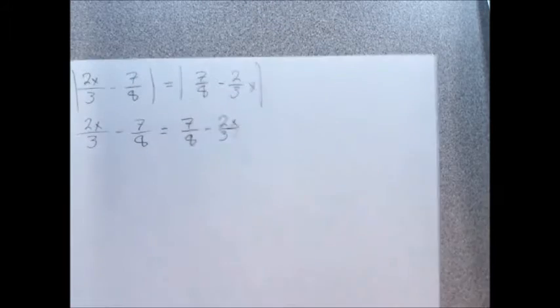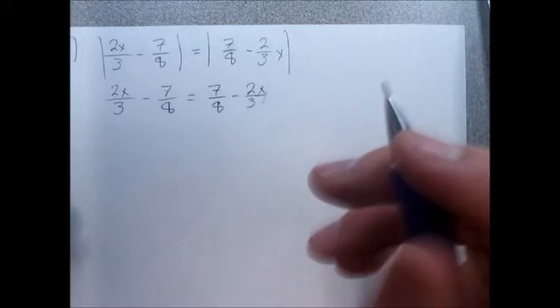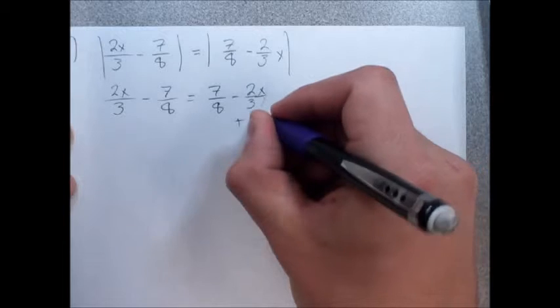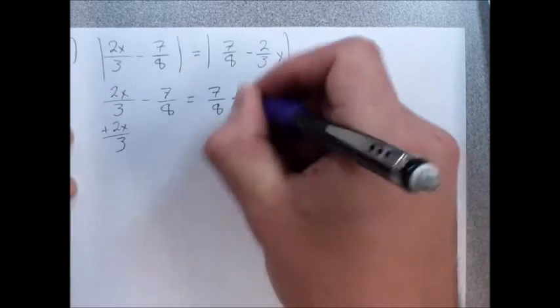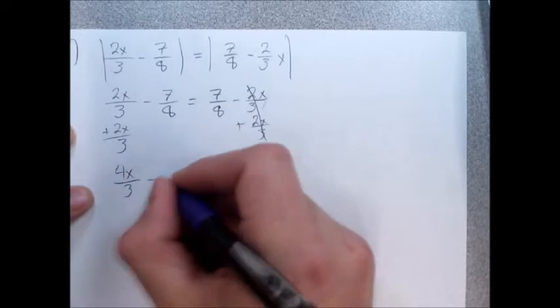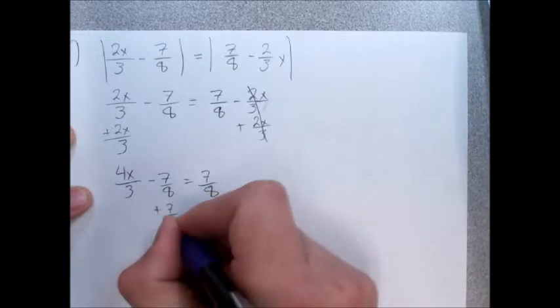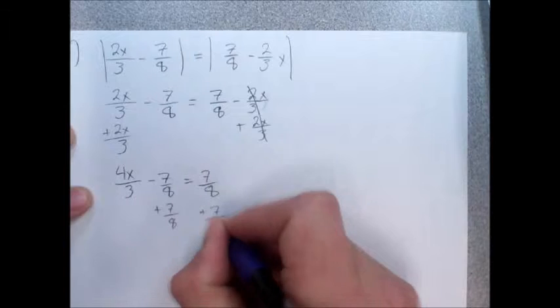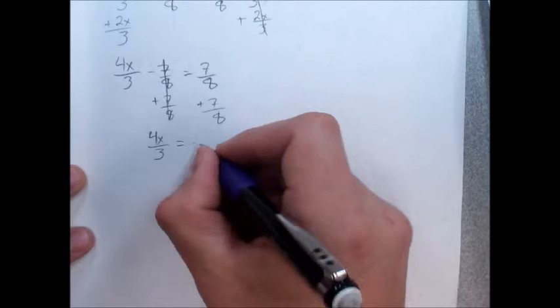Okay, so I rewrote it without the absolute values. I'm going to start to solve. You should notice something immediately as I start to do this. I'm going to add 2x over 3 to both sides, which is nice because it already has a common denominator. So I end up with 4x over 3 on the left-hand side minus 7/8 equaling 7/8. I'm going to add 7/8 to both sides. Okay, so I still have 4x over 3 equaling 14 over 8, or I could reduce it.